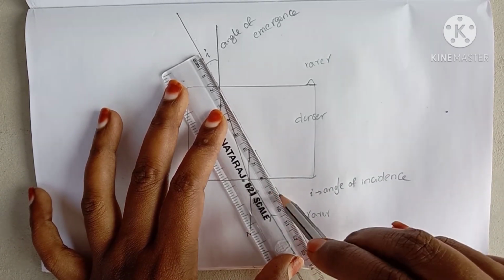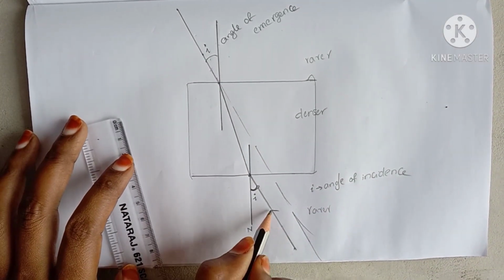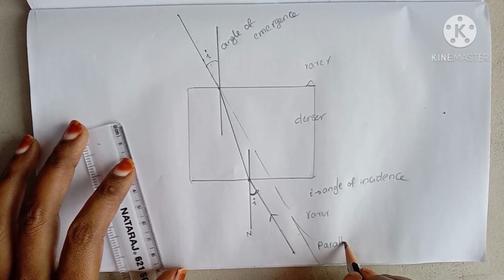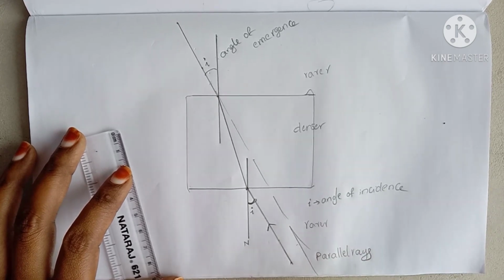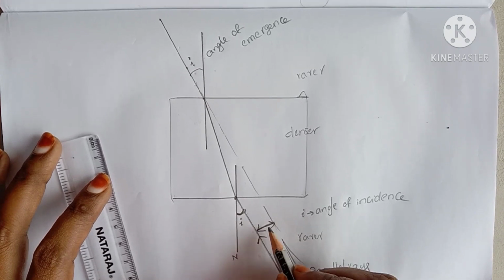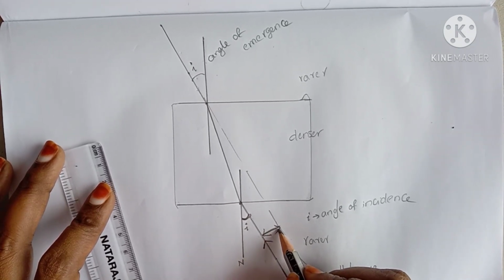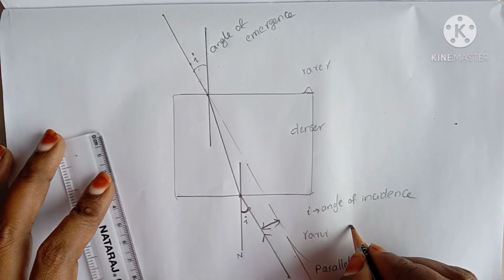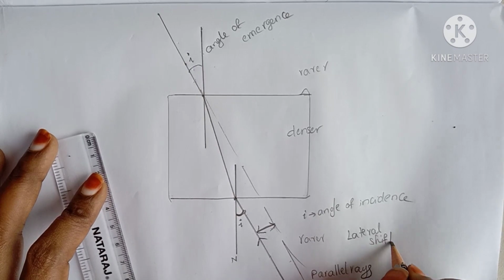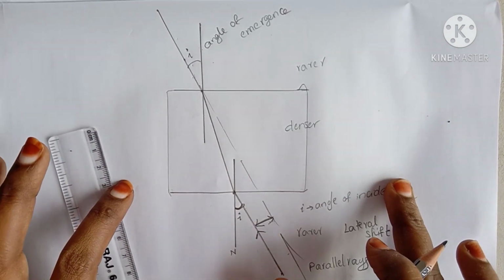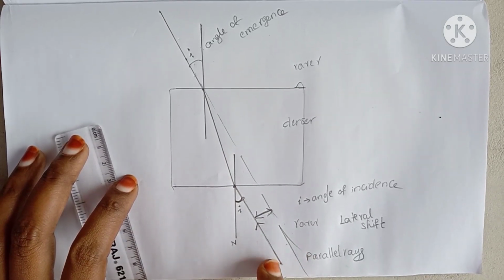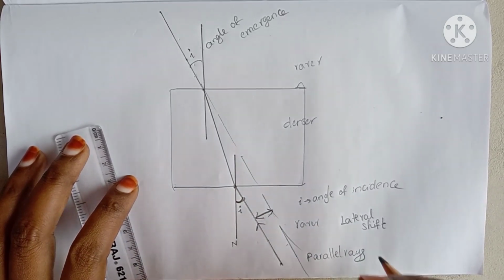So see here, this dotted line and the incident ray are both parallel to each other. That means the emergent ray and incident ray are parallel. The distance between these two lines, the incident ray and emergent ray, is called the lateral shift. So this is the important bit. The distance between the parallel rays is called the lateral shift. So in this activity we have to learn that these two lines are parallel to each other: the incident ray and emergent ray.